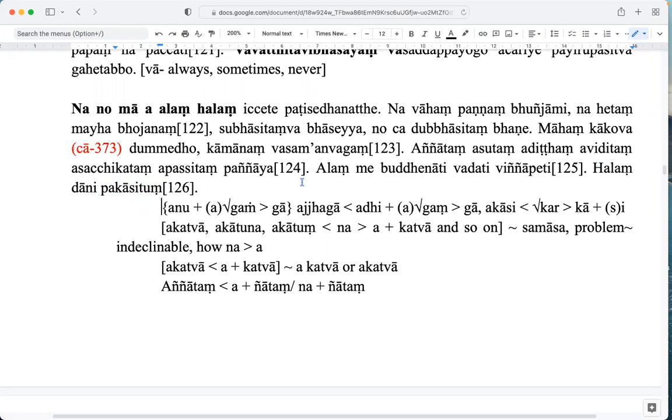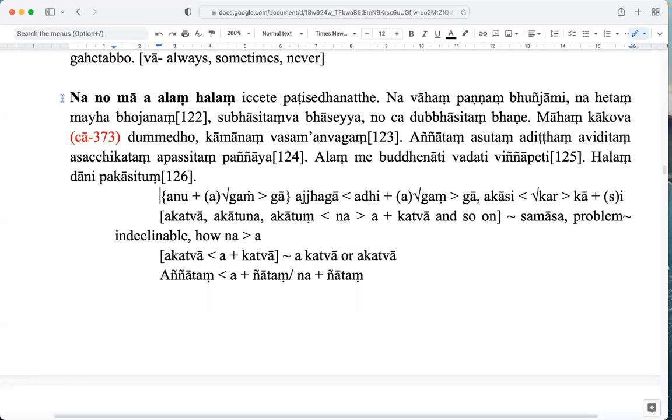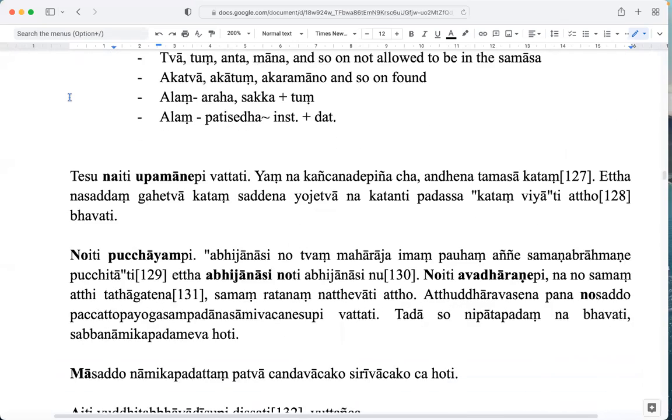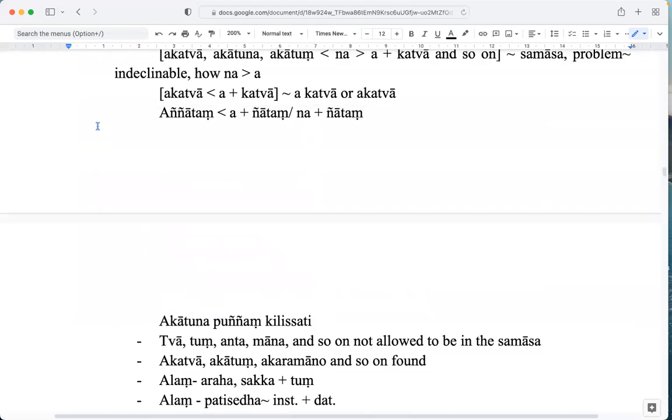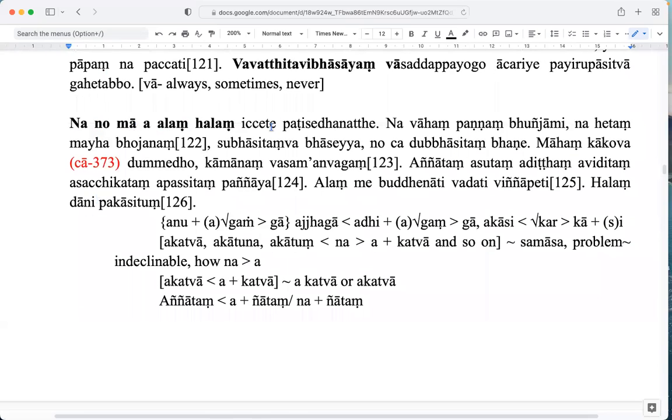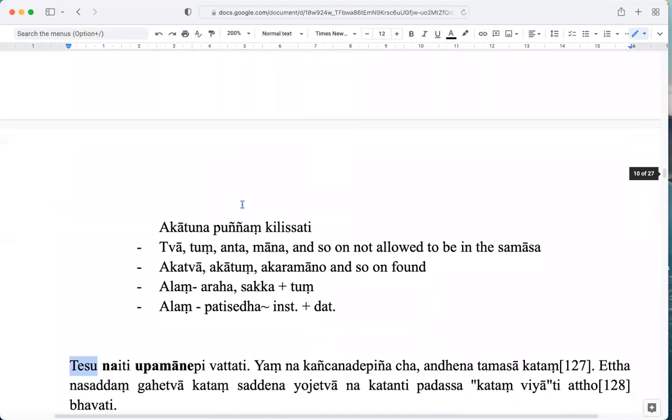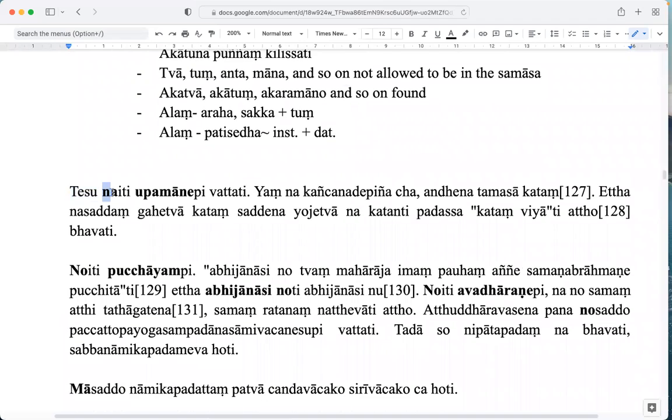Okay, so now we have finished the negation particle. Next one is this, among these negations: na, no, ma, a, alam, halam. So na iti. Upama, in the simile or in the example, showing instances. So na can also be found in upama, not in the sense of negation at that time.